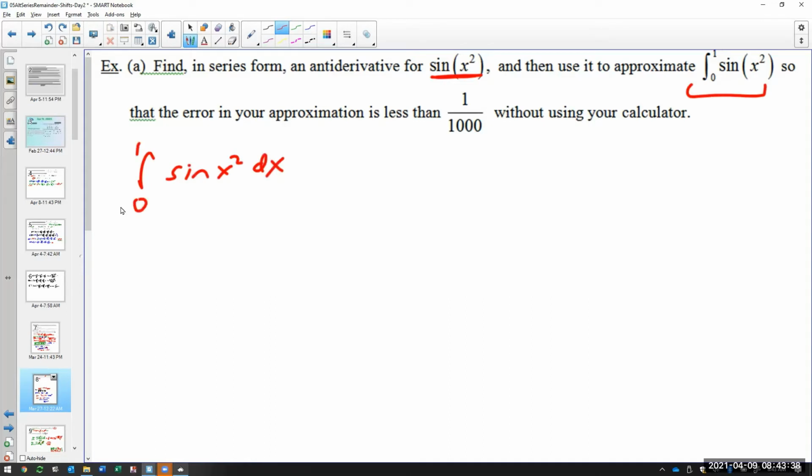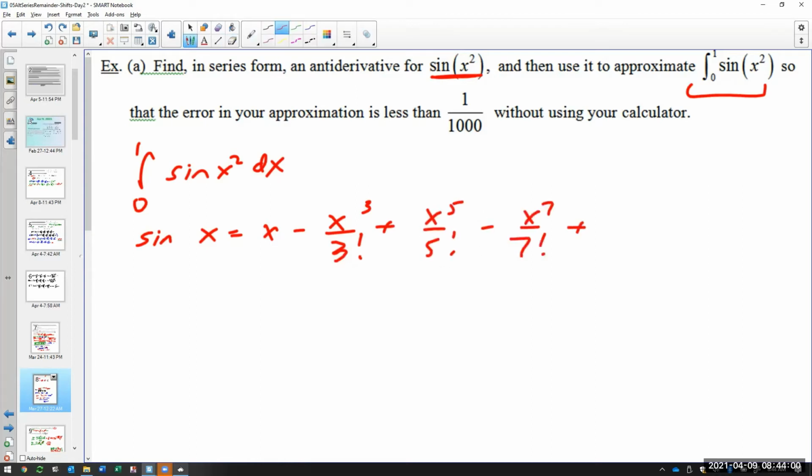Well, how do you do this? First, you need to know what sine x is. Sine x, we already know, is x minus x cubed over 3 factorial plus x to the 5th over 5 factorial minus x to the 7th over 7 factorial plus dot, dot, dot. How do I get sine of x squared?